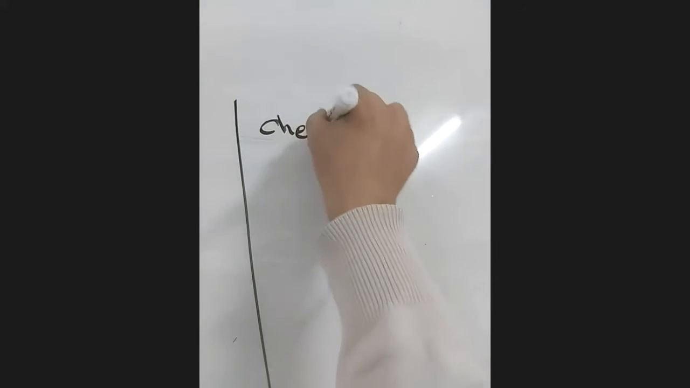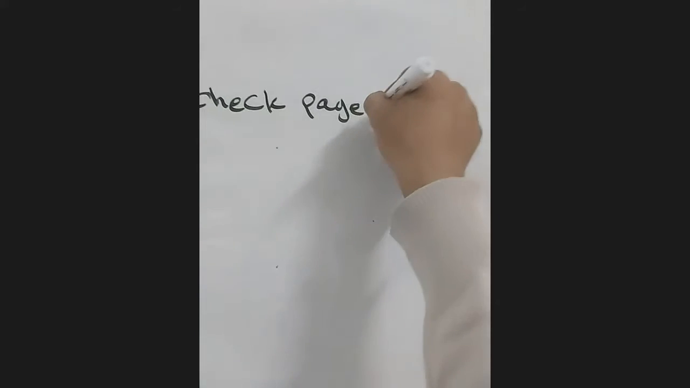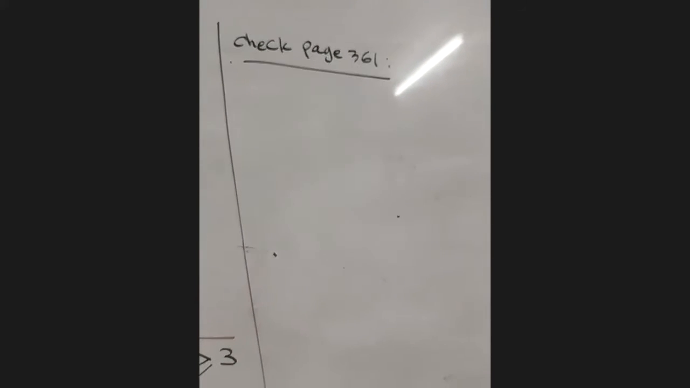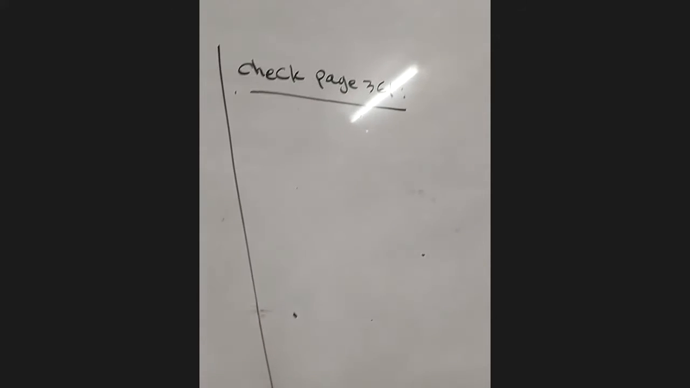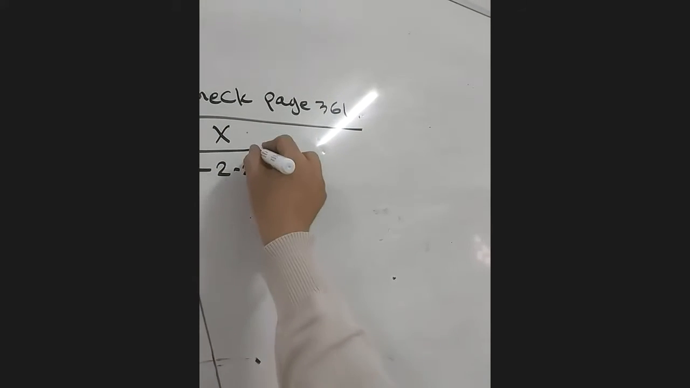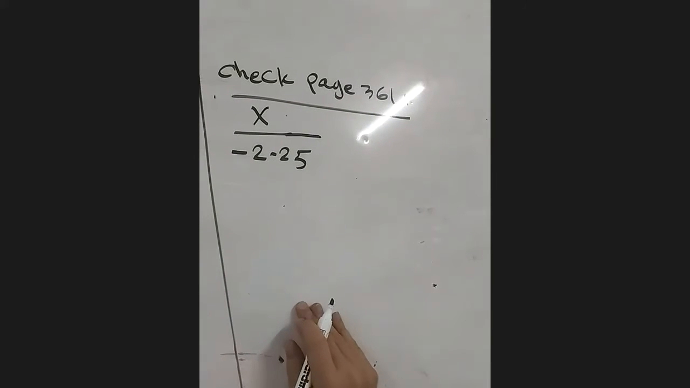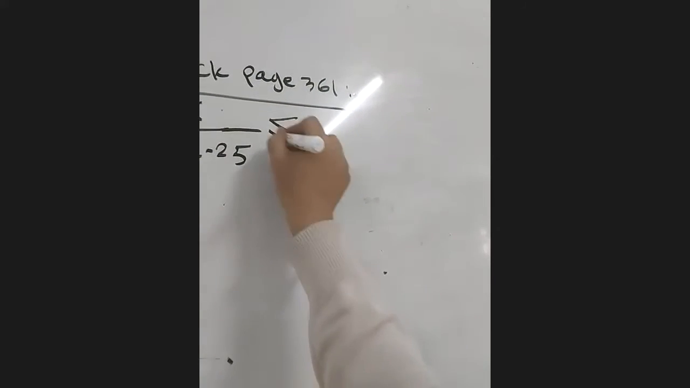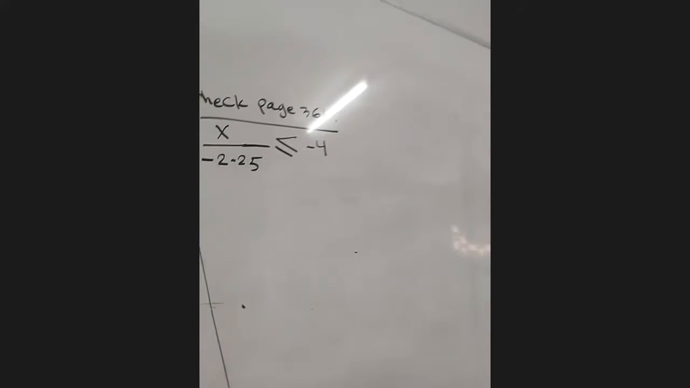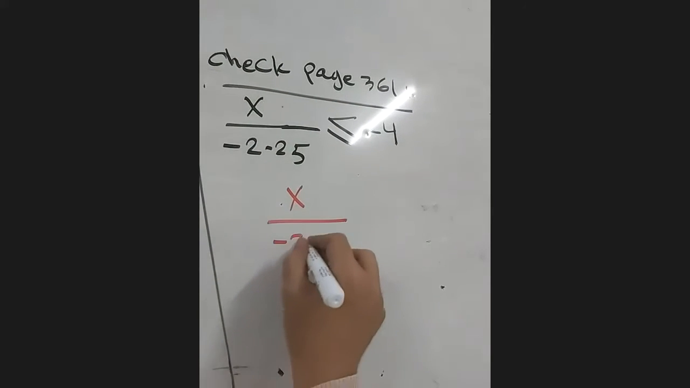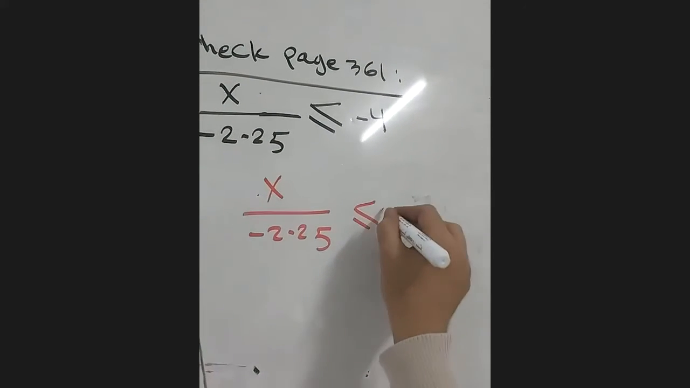Check. Page 361. Read, Ayub. x over negative 2.25 less than or equal to negative 4. Tell me what we will do. We will rewrite the inequality. Excellent. Let's rewrite the inequality: x over negative 2.25 less than or equal to negative 4.